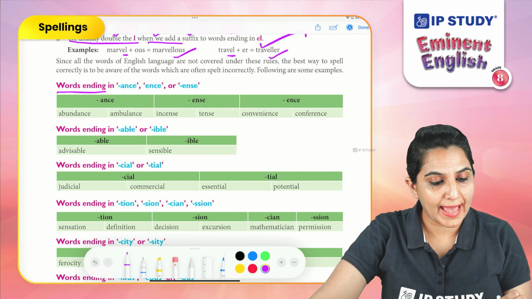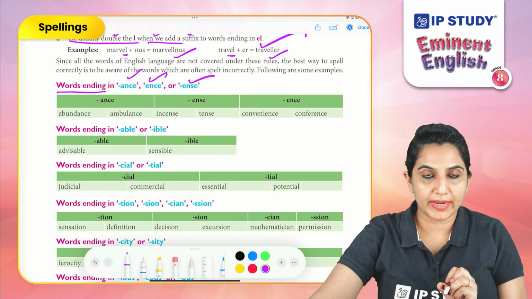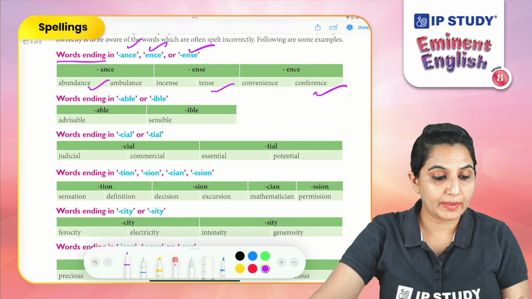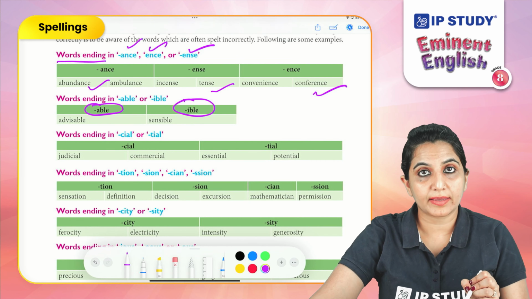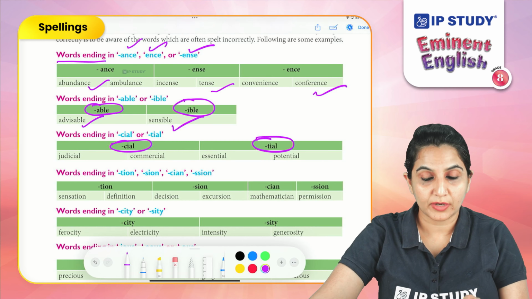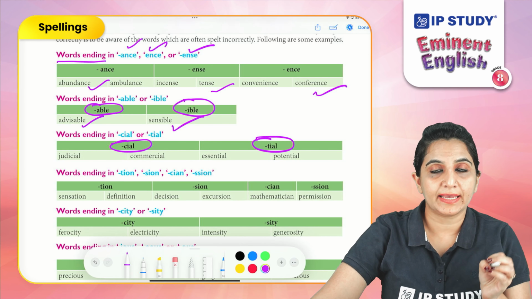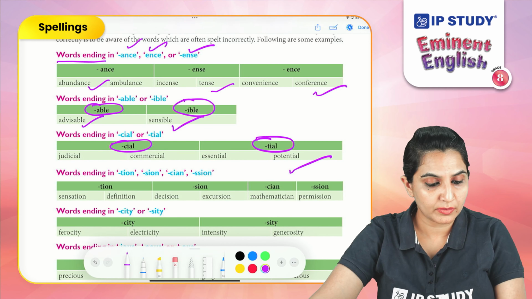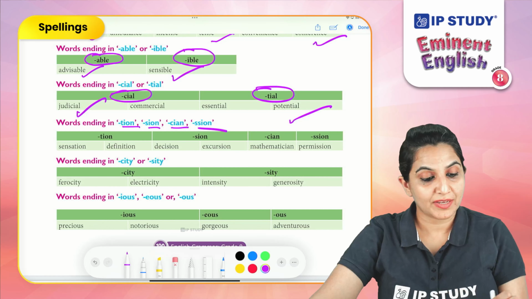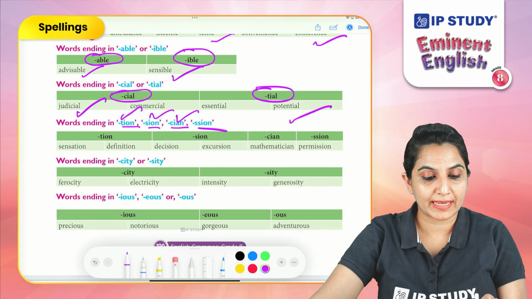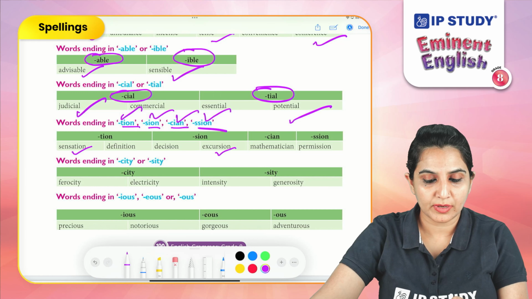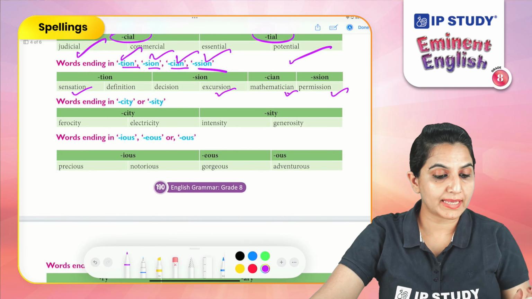Words ending in ance, ense or ence, right? These are such as abundance, tense, conference. Then words ending with able, advisable, sensible. Words ending with shal, one is with CIAL and one is with TIAL, like potential, judicial. There are words ending with shun, but this is TION, SION, SIAN, SSION, such as sensation, excursion, mathematician, permission. Words ending with city or sity.